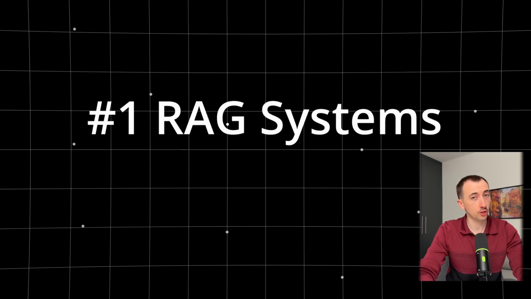So today I'm going to go through the 8 most popular AI agents and automations that you see everywhere and that sound really good on paper, but that you should probably not build. And I'll tell you exactly what you should do instead. And number 1 is going to be RAG systems.